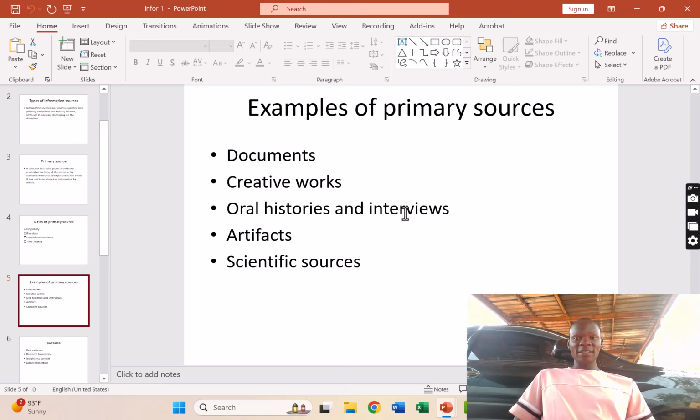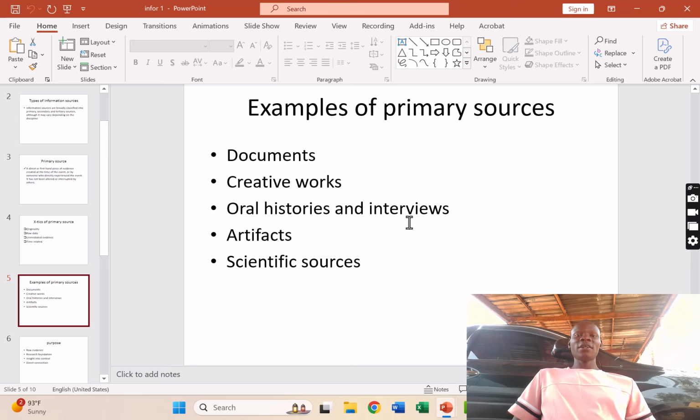You are in attendance and you are present in attendance. So they fall under oral histories and interviews, which is also a primary source, because while you're seated in the church, you are seeing that person who is giving the testimony live.